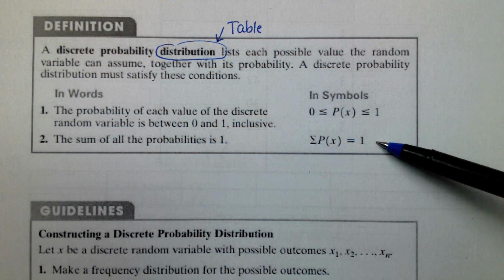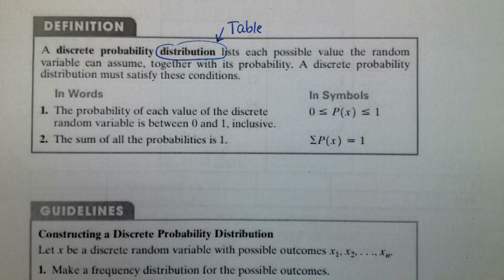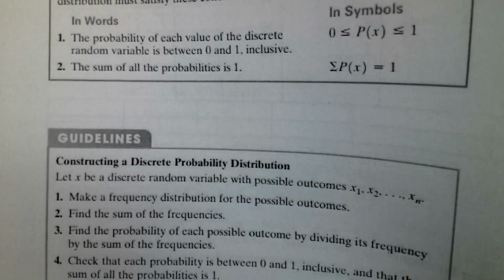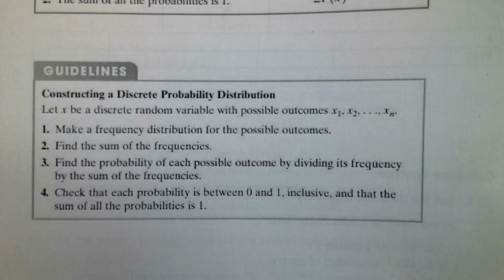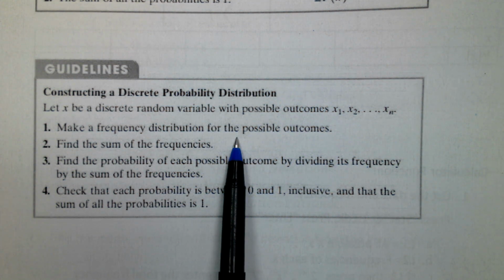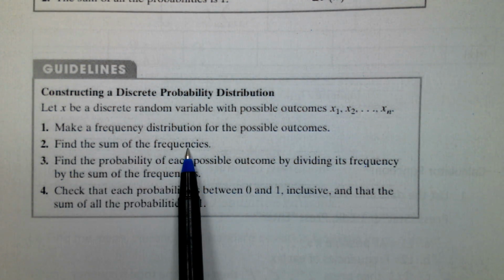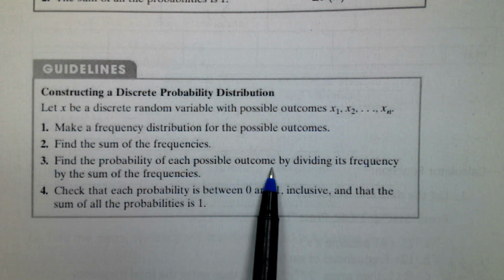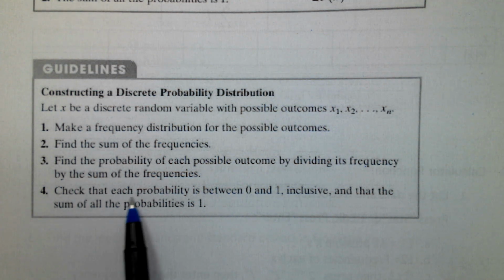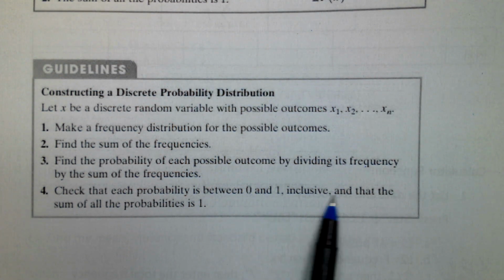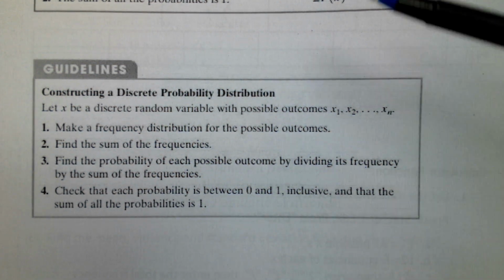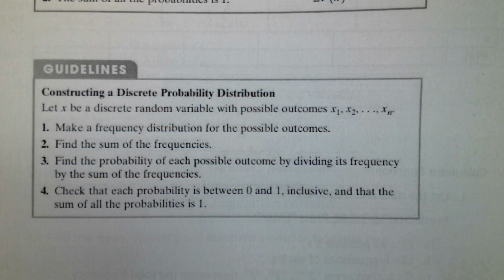And that when we add them all together, they equal 1. So how do we construct a discrete probability distribution? Construct means we're going to put it together. So we're going to make a frequency distribution for the possible outcomes. Find the sum of the frequencies. Find the probability of each outcome by dividing its frequency by the sum of frequencies. And check that all the probabilities are between 0 and 1, and that the sum of all the probabilities is 1. So this last one is just checking to make sure we check what we just learned.